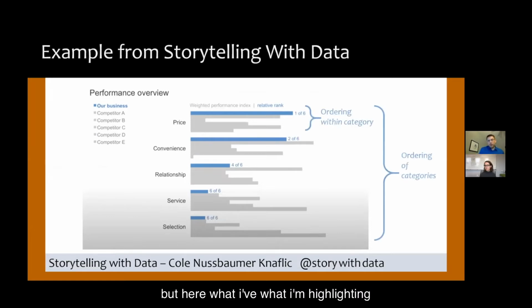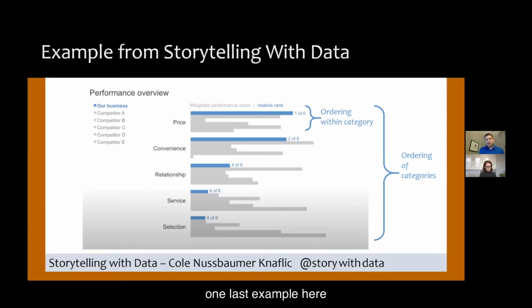But here, what I'm highlighting is the ordering within a category and the ordering of categories, because the ordering between categories shows us that at the top of the graph, that's where our business is doing really well. The bottom of the graph, that's where we're not doing well. And we can see that even within the categories.